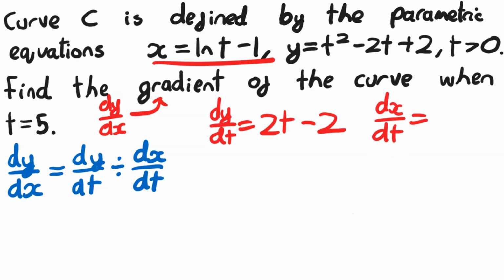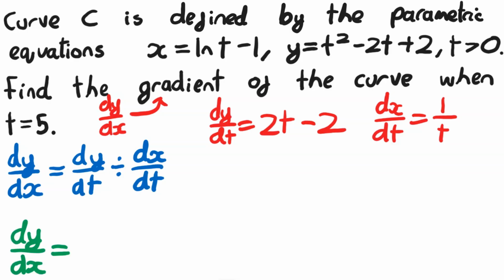And then if we find dx over dt, this is going to be the x parametric equation differentiated. If you differentiate the natural log of t, we've talked about in the differentiation chapter how we differentiate natural logs. It's going to be 1 over t, and then minus 1 again is a constant, so it just goes away. So dx over dt is equal to 1 over t.